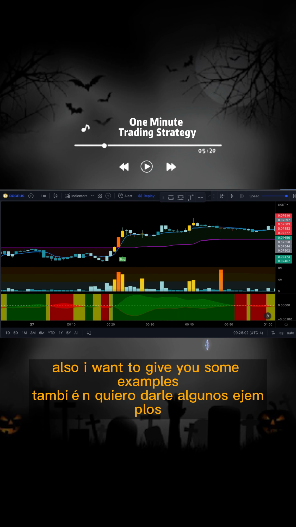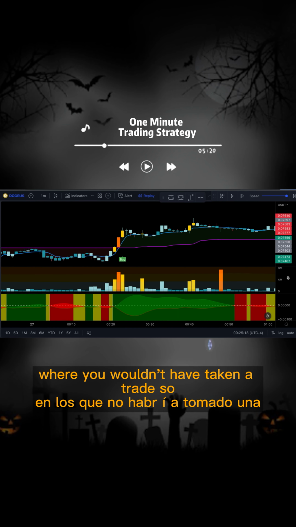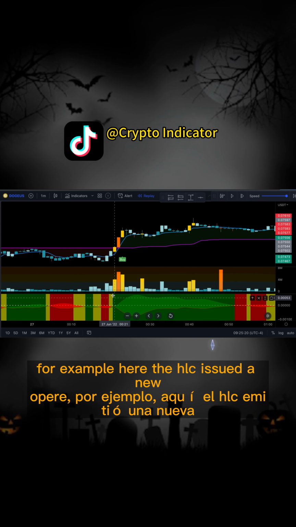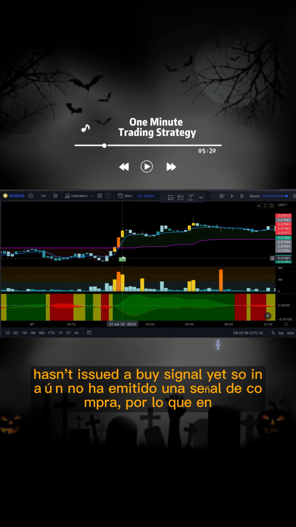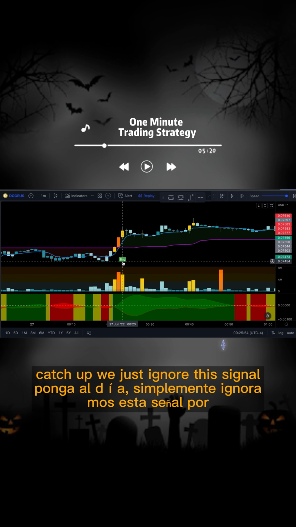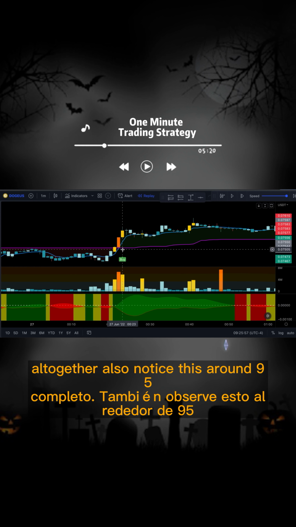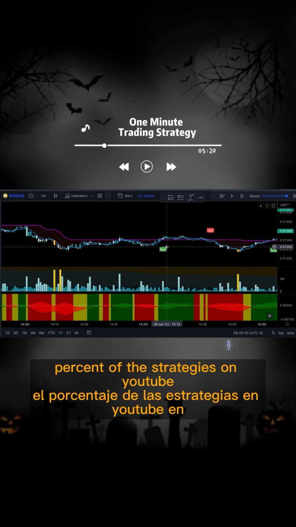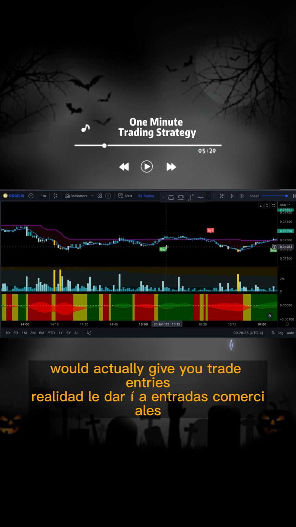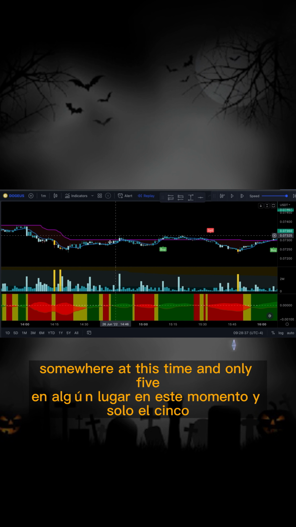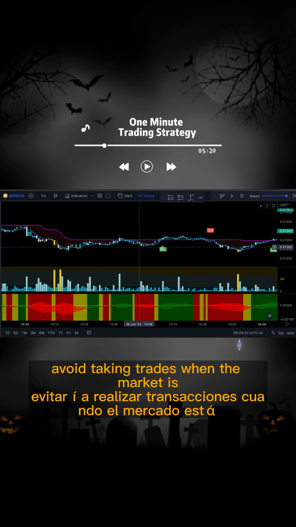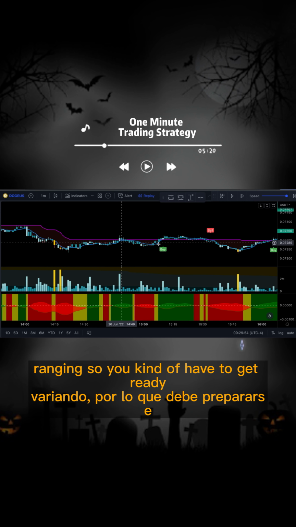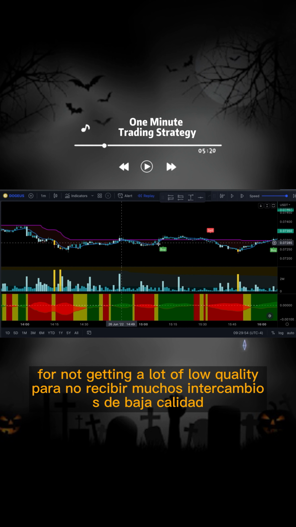Also, I want to give you some examples where you wouldn't have taken a trade. So for example here, the HLC issued a new buy signal, the volume agrees, but the OTT hasn't issued a buy signal yet. So in this case, you do not wait for it to catch up, you just ignore this signal altogether. Also notice this, around 95% of the strategies on YouTube would actually give you trade entries somewhere at this time. And only 5% of the strategies would actually avoid taking trades when the market is ranging. So you kind of have to get ready for not getting a lot of low quality trades.